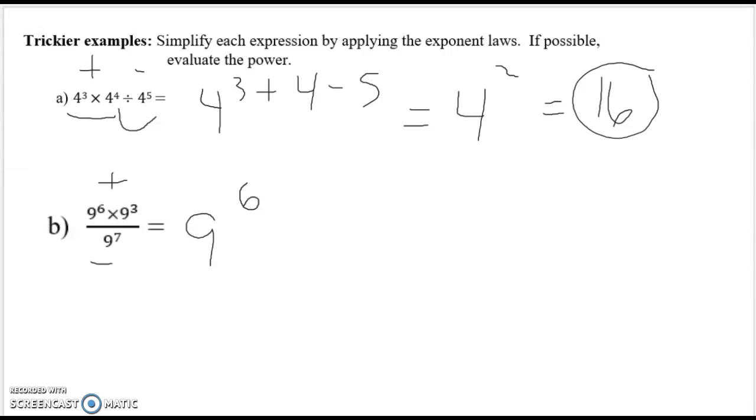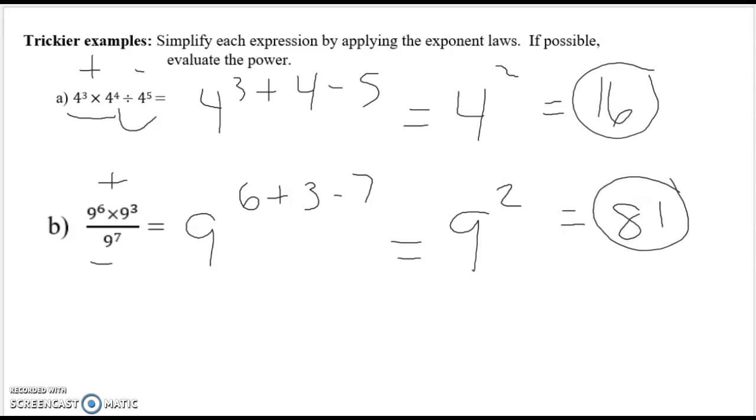So exponent 6 plus exponent 3, and then we subtract exponent 7. So keep our base of 9, and 6 plus 3 is 9, and 9 minus 7 gives us 2, which gives us 81.